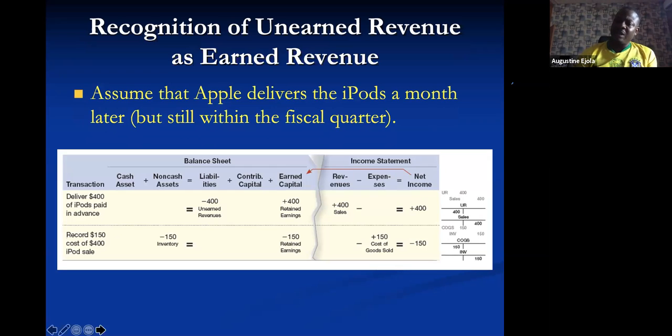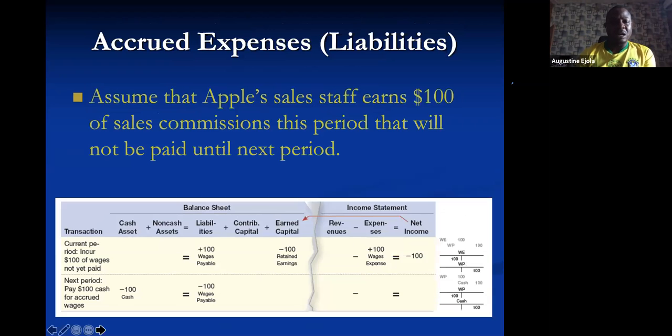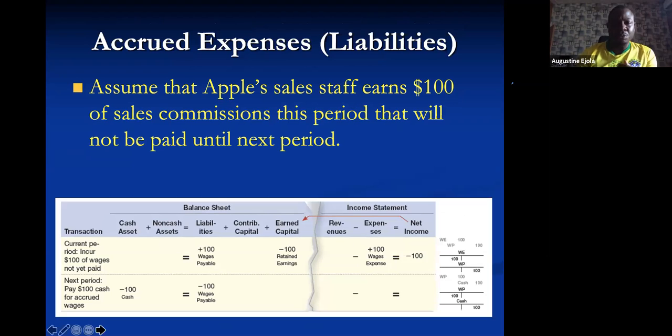So these are the kind of adjustments that you do, and the time you now deliver the product, let's assume Apple delivers the product a month later. So if it is still within the same period, all right? In this case, they are talking about the fiscal quarter, which means that they are preparing this account on a quarterly basis. You will now take it away from your unearned revenue account and move it to the revenue account. And in that case, your account will now be fairly stated. Same thing with accrued expenses. It's the same principle that applies in all of this as we try to prepare these financial statements.